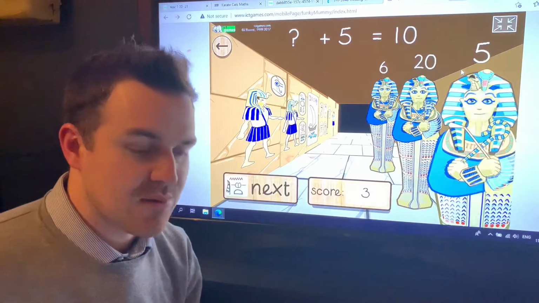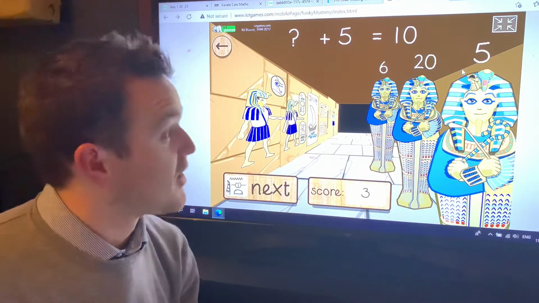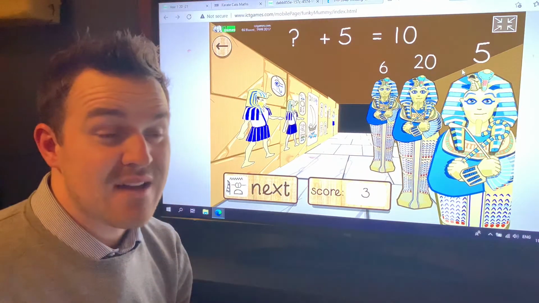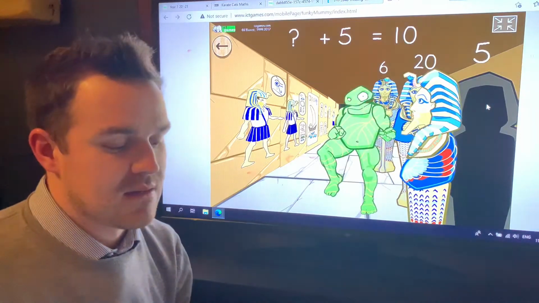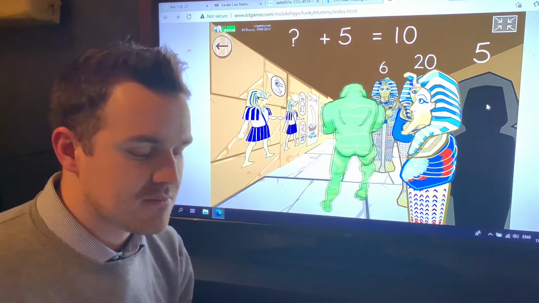And we'll do one last one for good luck. Do you know, I'm not even going to do that because lots of you know already. 5, that's a number ball to 10. 5 plus what makes 10? 5 plus 5 makes 10. Hopefully it gives me a harder one.